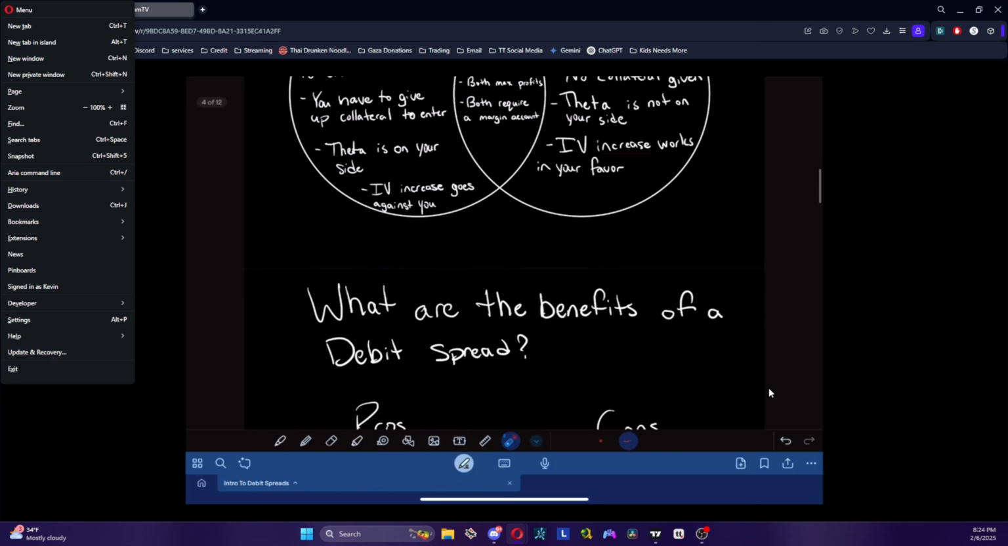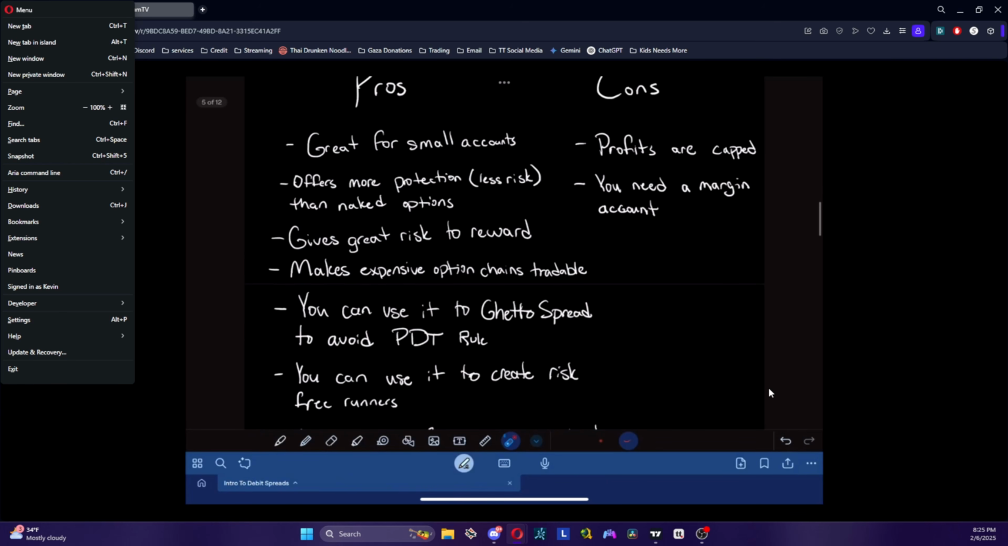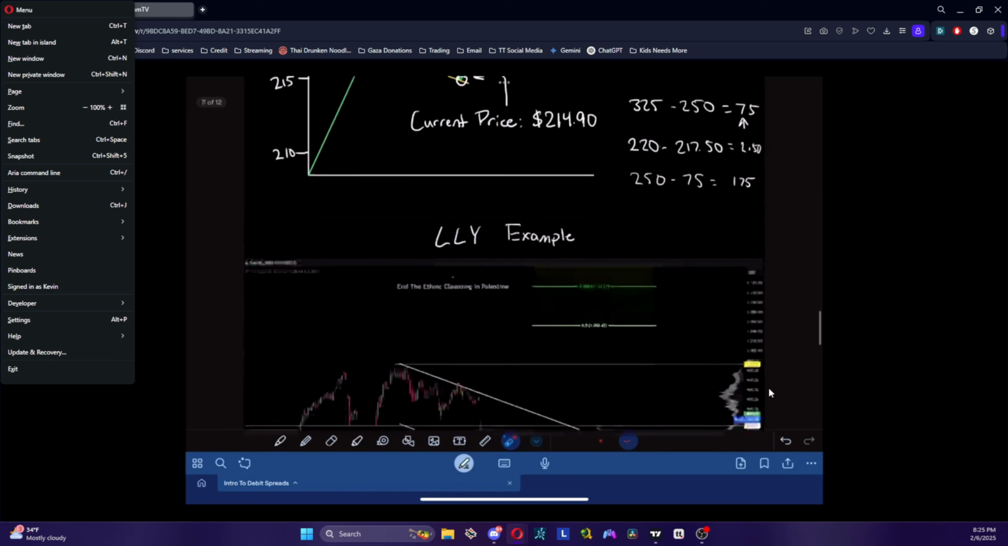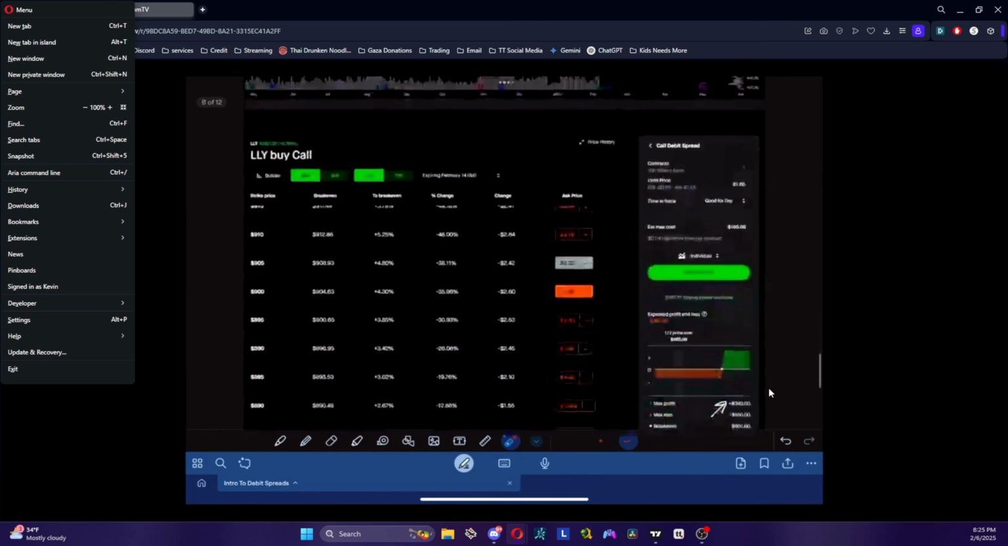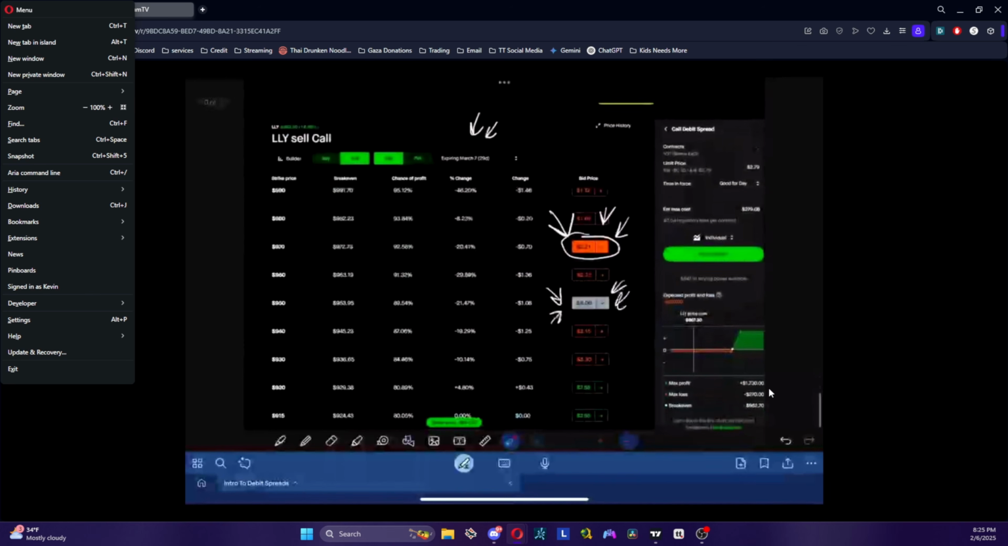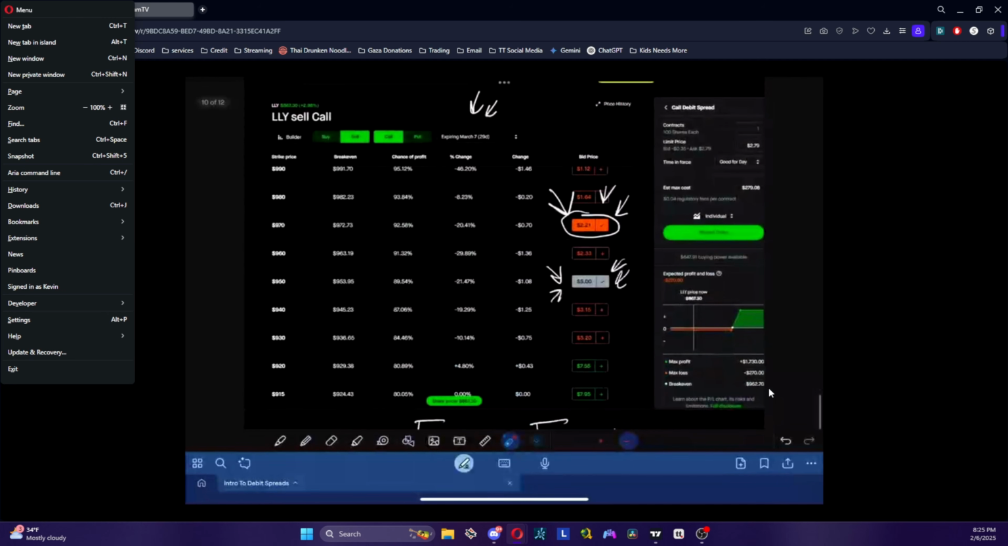Let me go back to an example, because I want to reiterate this: nothing has to be static in trading. Nothing is just, oh, you need to do this and you need to do that. You can always be creative. And again, it's all based on your risk. So let's say, for example, we go back to this example.